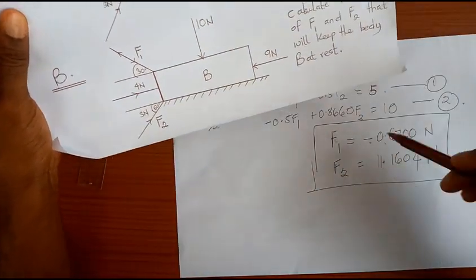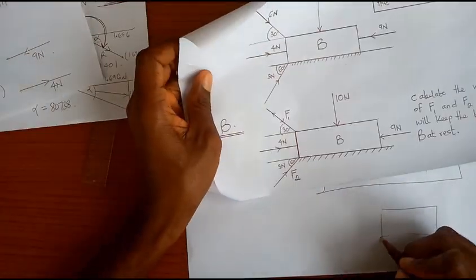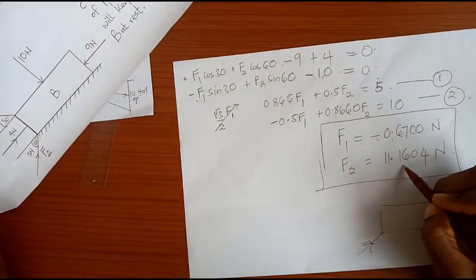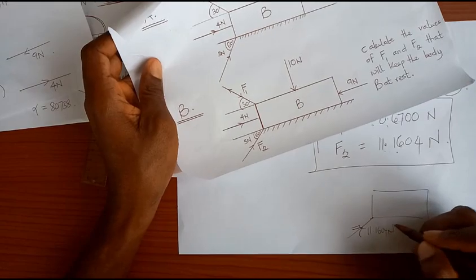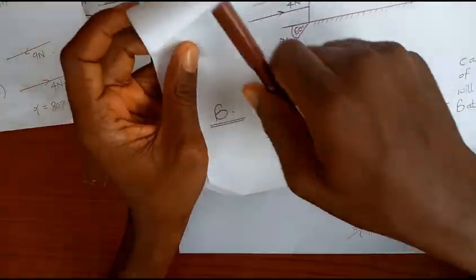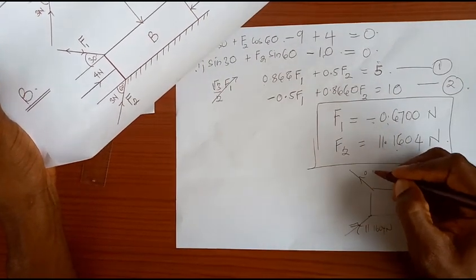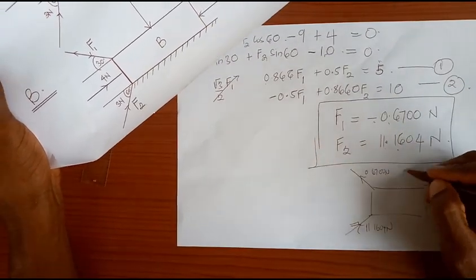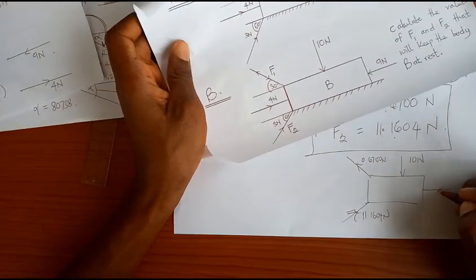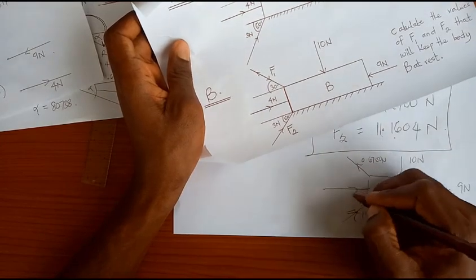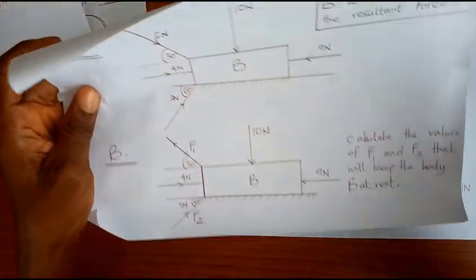So what does the answer want to tell us? It wants to tell us that F2 should go in the same direction because it's positive here, which means the direction we assigned is good. So 11.1604 newtons is correct, but this force which was initially going downward should go up this way and have a magnitude of 0.6700 newtons, with this one still being negative 10 newtons acting downwards, 9 newtons acting here, and 4 newtons acting here. These are the conditions that will make this body stay at rest.